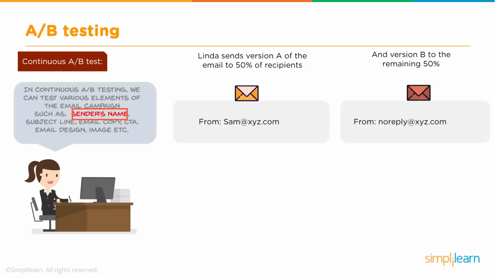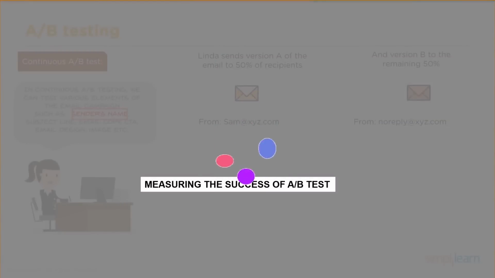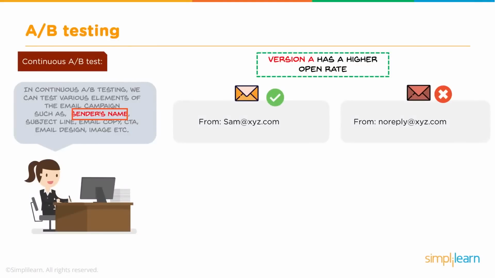Okay, you don't want to do a no reply. You want it to come from a human being. In this case, Sam. Okay, at least that's what I think. Let's see what the test states. No surprise, version A has the higher open rate. If you customize these things and personalize them, then it goes a long way. Sending an email from a no reply is not a good best practice.